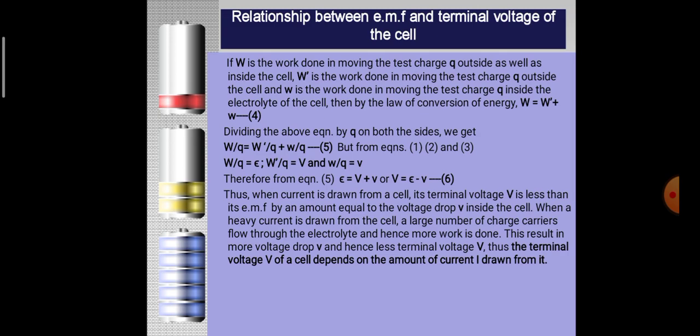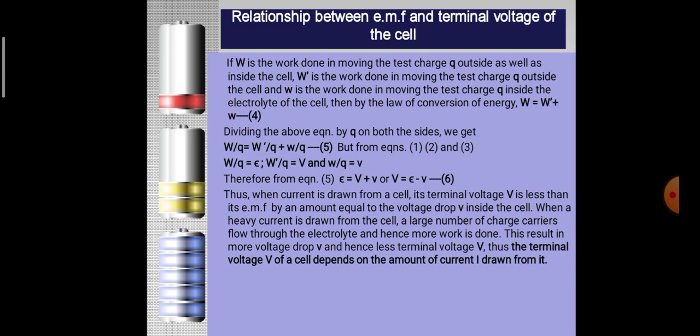Relationship between EMF and terminal voltage of the cell. If capital W is the work done in moving the test charge Q outside as well as inside the cell, W prime is the work done in moving the test charge Q outside the cell, and small w is the work done in moving the test charge inside the electrolyte of the cell, then by the law of conservation of energy, capital W is equal to W prime plus small w.